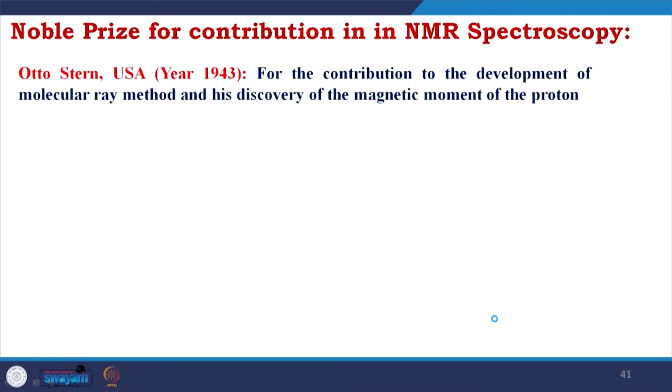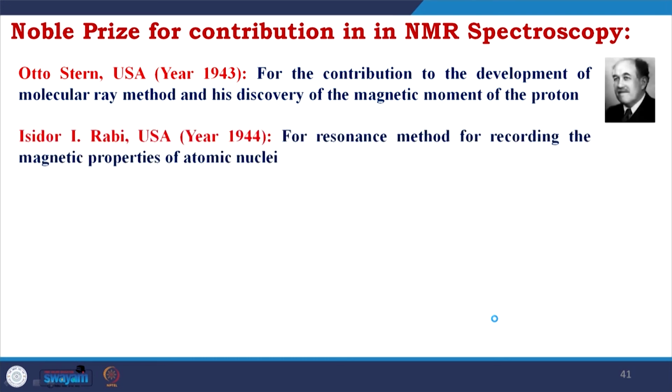So, Otto Stern from US in the year 1943 for the contribution to the development of the molecular ray method and his discovery of the magnetic moment of the proton. Isidore Rabi, I already talked about Rabi because he got the first signal. So, he is from US. He got the Nobel Prize in the year 1944 for the resonance method for recording the magnetic properties of atomic nuclei. This is Isidore Rabi.